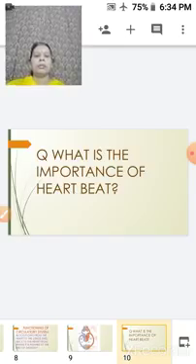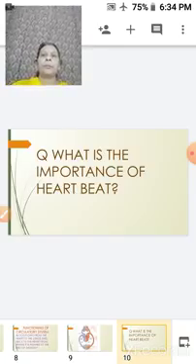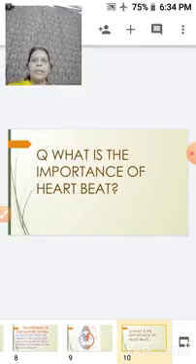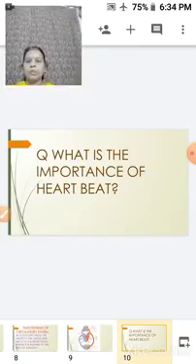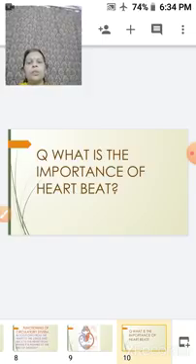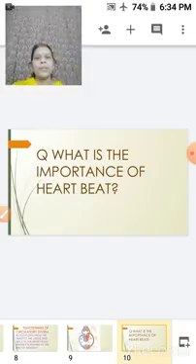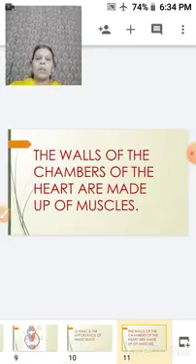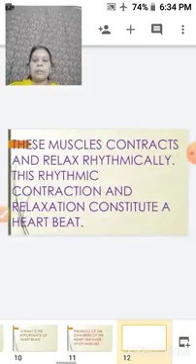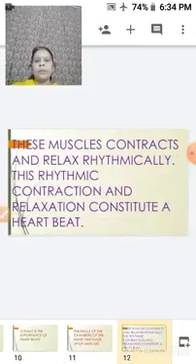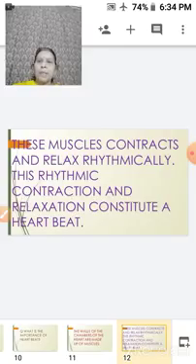Now, when this is going on, there is one more thing observed, which is called the heartbeat. So now we will study the importance of the heartbeat. The walls of the chambers of the heart are made up of muscles. These muscles contract and relax rhythmically. This rhythmic contraction and relaxation constitute a heartbeat.